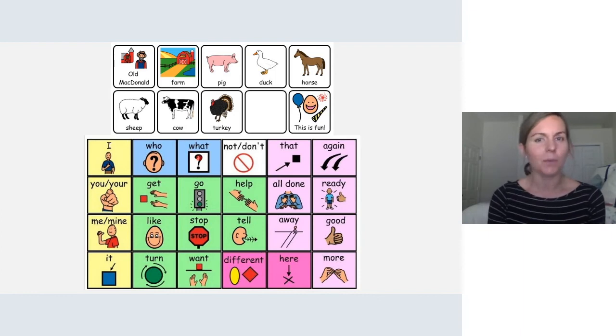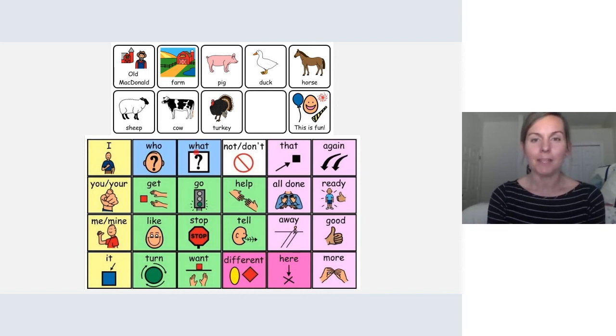What animal says oink oink? Good job! A pig. Old MacDonald had a pig on his farm. Let's do a different animal. What animal says gobble gobble? Good job! You're right. A turkey says gobble gobble. Old MacDonald also had a turkey on his farm. Let's do a different one.